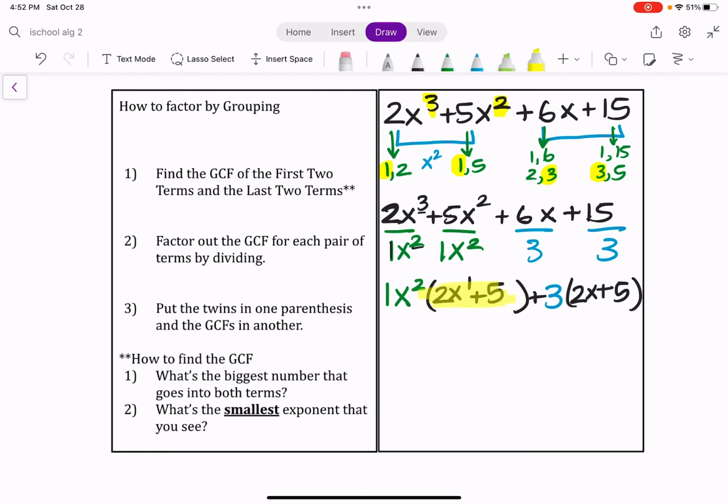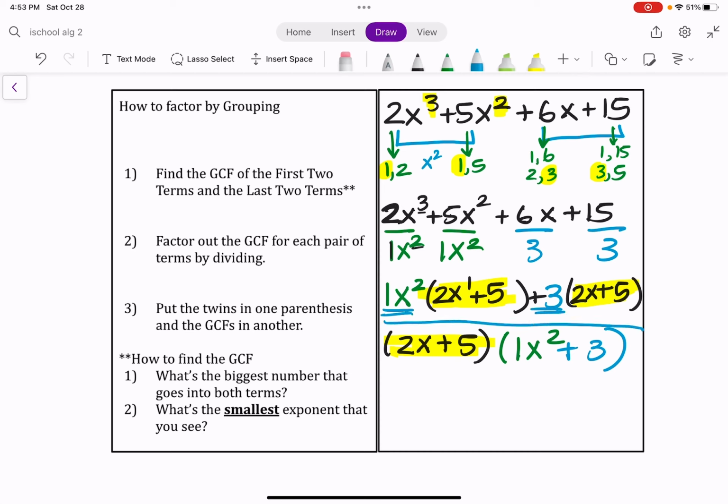Do we have our twins? Yes, we do. We have our twins, right? So our twins go in one parentheses, the 2x plus 5, right? That's the twin. And then here we put our GCFs, the things on the outside, this and this, okay? And this right here is our final answer, okay? If this doesn't make sense to you, either go back, rewind the video, and watch it again, or ask a teacher or a peer near you, okay? If you have questions, let us know. Move on to practice otherwise.